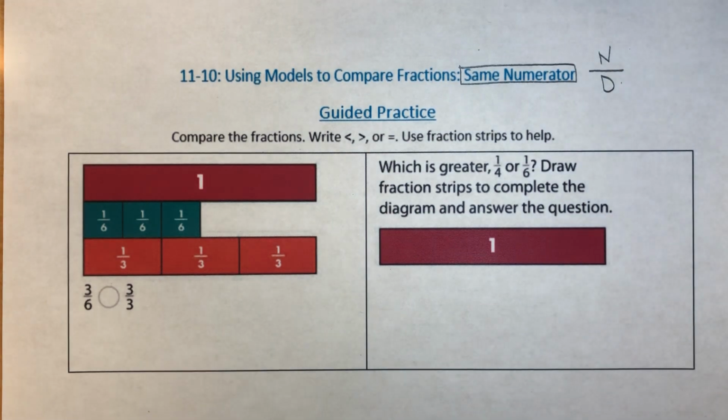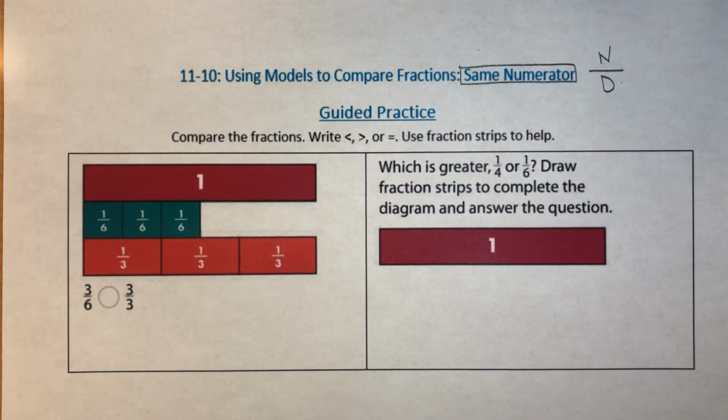A little bit of a review. When the denominators are the same, we use the trick: the bigger the top number, the bigger the fraction, okay? But in today's lesson, the denominators are not going to be the same. They're going to be different. The numerators are going to be the same.